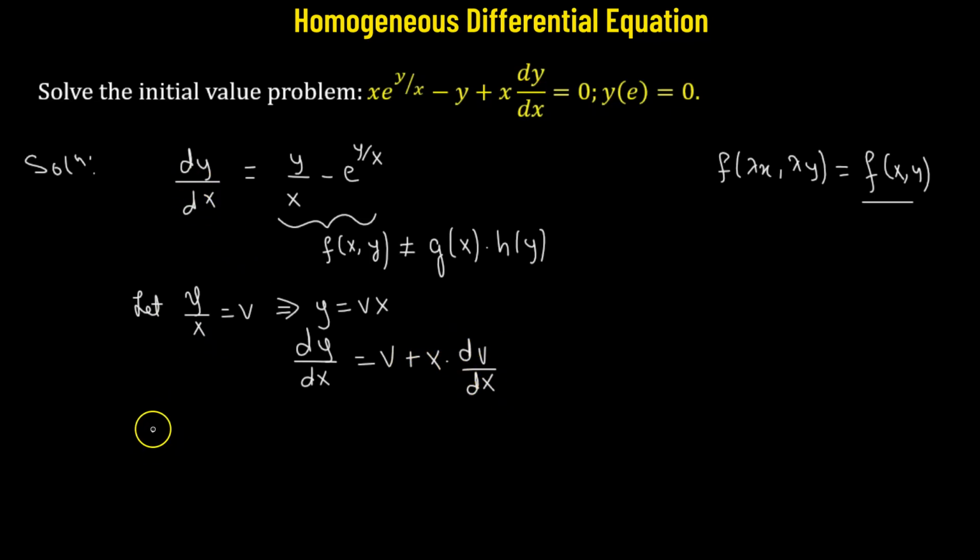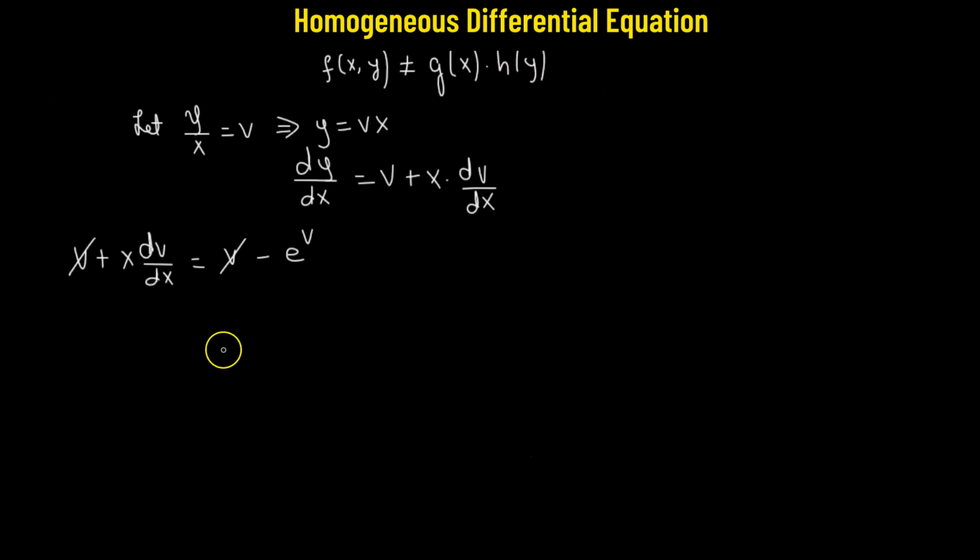Now let's rewrite our differential equation. So we have v + x dv/dx equal to y/x, which is replaced with v, minus e^v. So the v and v cancel out, and we are now left with x dv/dx = -e^v.